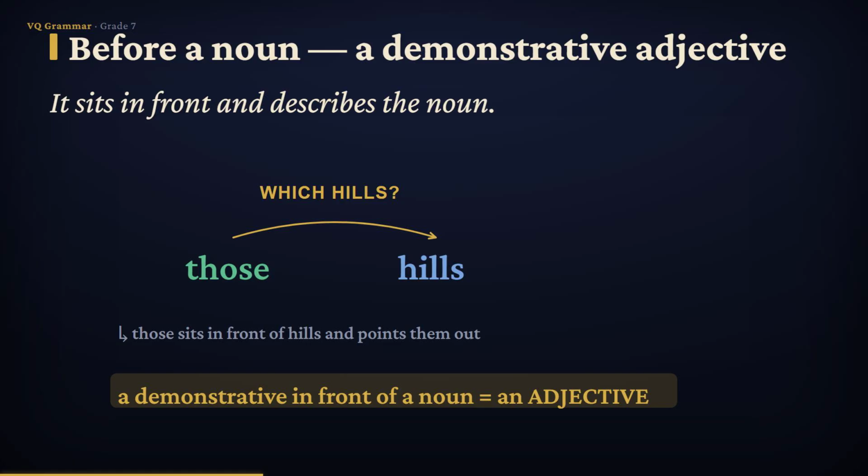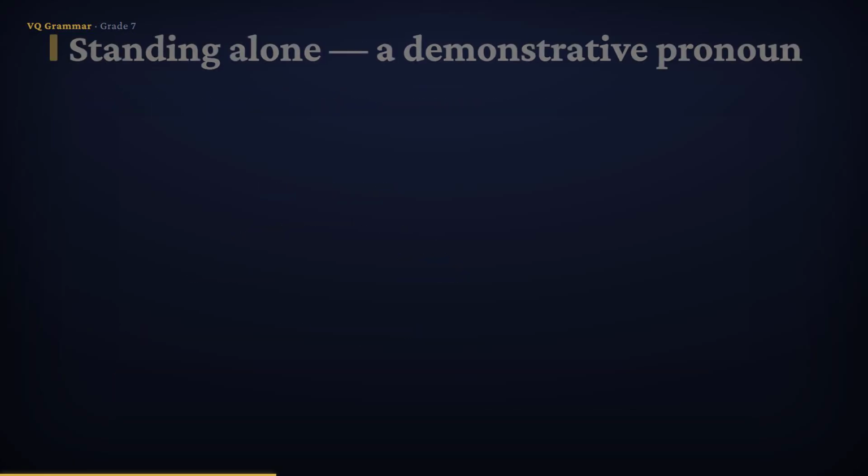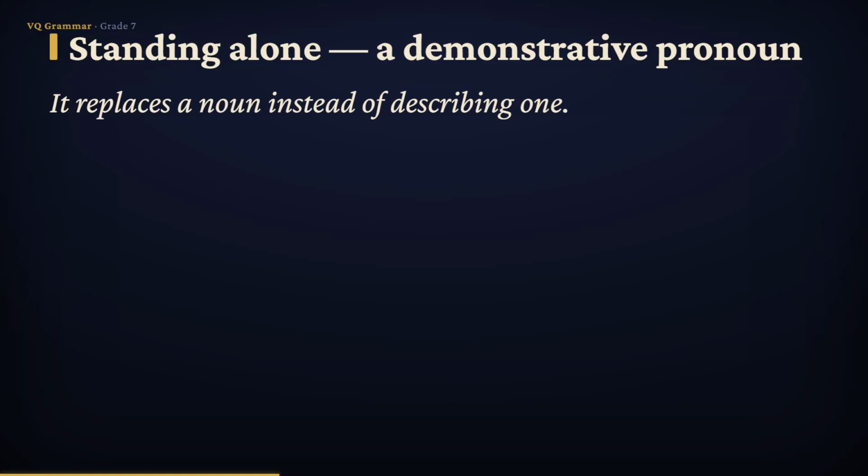This book, these keys, that road, those hills. All adjectives because each one is leaning on a noun. But sometimes a demonstrative doesn't lean on a noun at all. Sometimes it stands completely alone and takes the place of a noun. When it does that, we call it a demonstrative pronoun.